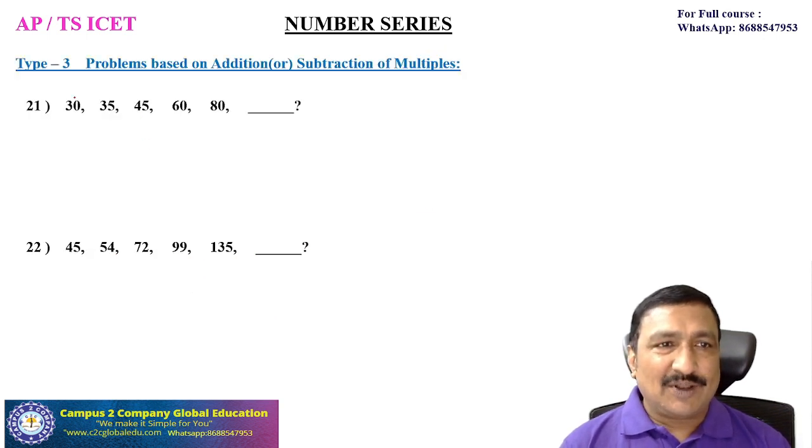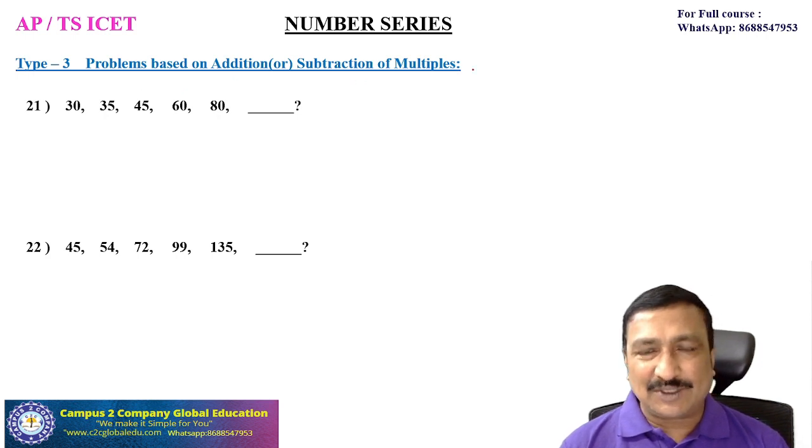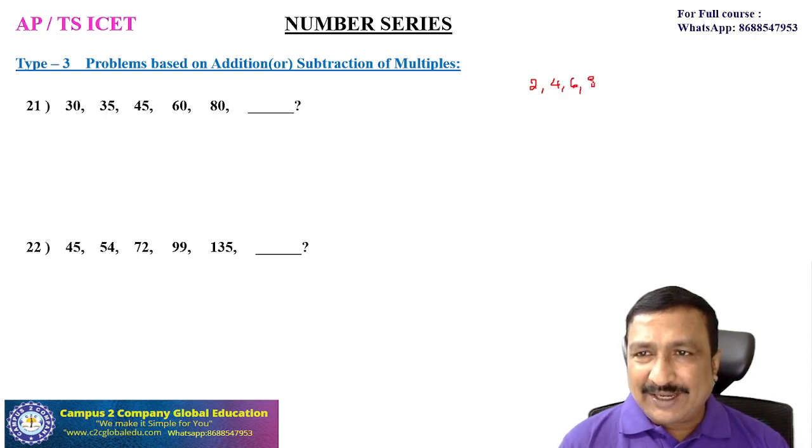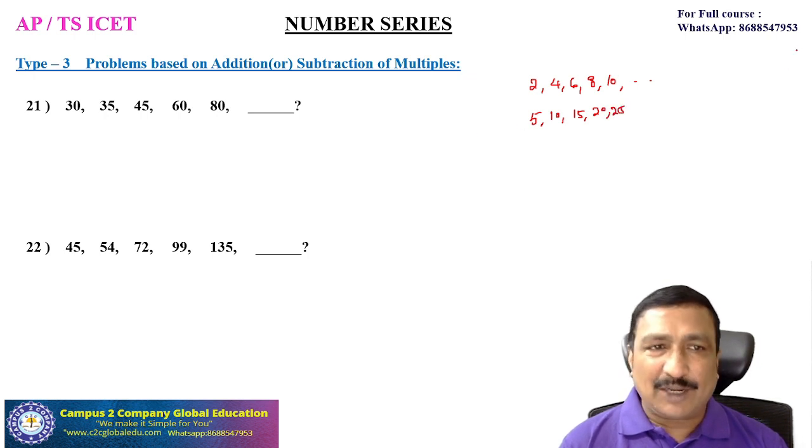Now look at this model. So this model is based on additions or subtractions of multiples. We know the multiples. Multiples means table. Suppose if you take a 2. 2 multiples are 2 1s are 2, 2 2s are 4, 2 3s are 6, 2 4s are 8, 2 5s are 10, and so on. So these are called multiples. Suppose if you take 5 multiples, 5 1s are 5, 5 2s are 10, 5 3s are 15, 5 4s are 20, 5 5s are 25. So these are called multiples.